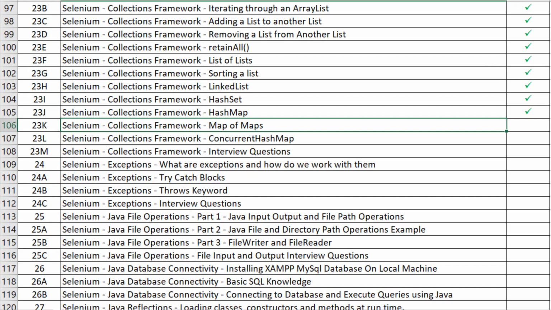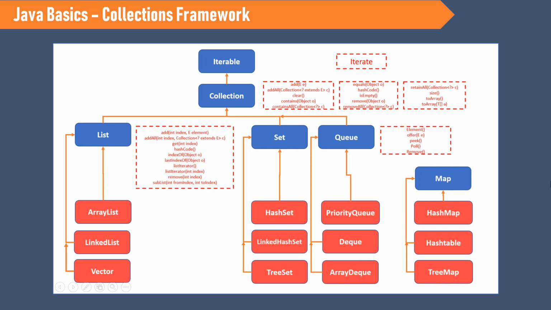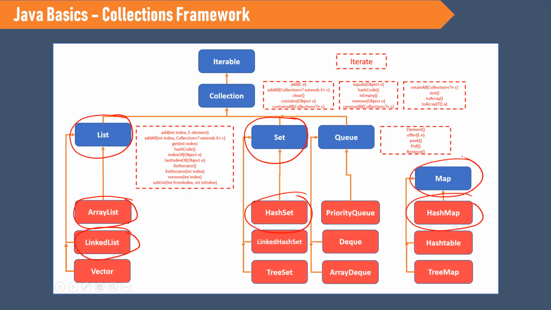In the previous video, we have seen what is map of maps. So this is completed. In this video, we will see another map which is concurrent hash map. We have seen this picture in the previous videos, and so far we have discussed about array list and linked list under list interface and hash set under set interface and hash map under map interface.